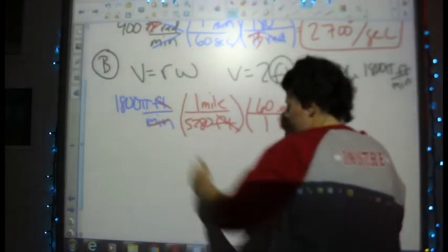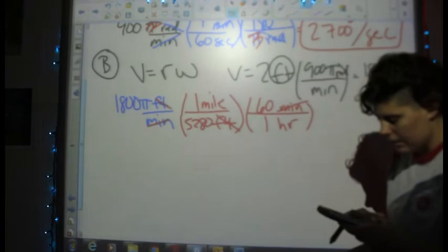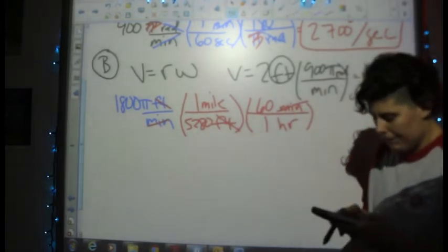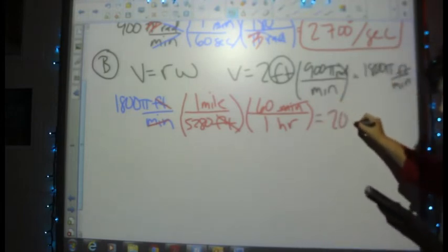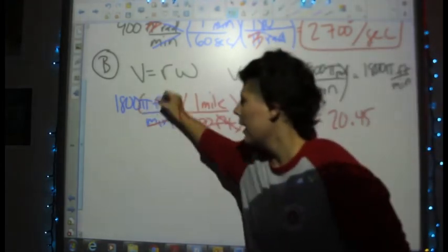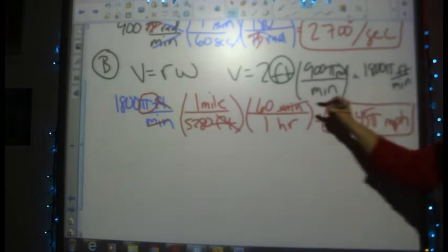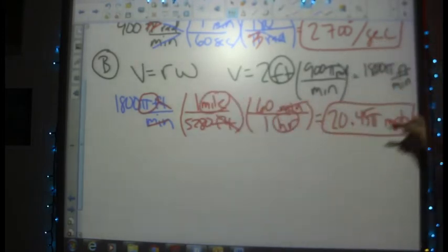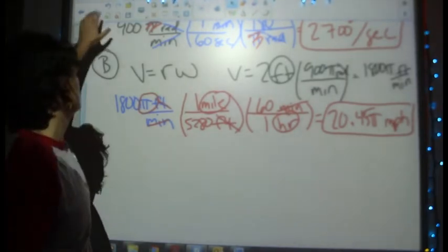So I'm going to say 1800 times 1, which I don't really need to do, times 60. Then I'm dividing by 5,280. So I wind up with an answer of 20.45. Don't forget your pi. And there are my miles per hour, because I had miles left on top and hours left on the bottom. So I have 20.45 pi. Again, make sure you answer in the units that the question asked. If you do not answer in what they asked, then it doesn't help you out. You're not going to get your right answer.